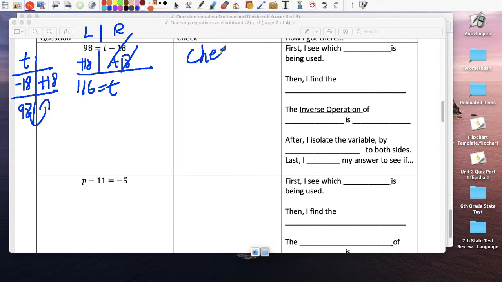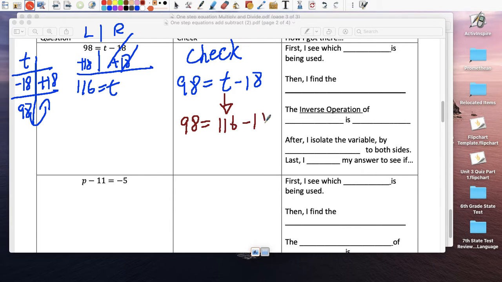Check. Let's see if this is true. 98 equals T minus 18. I'm going to change that. I'm going to put 116. So 116 minus 18, let's see, it is 98, so everything works out.